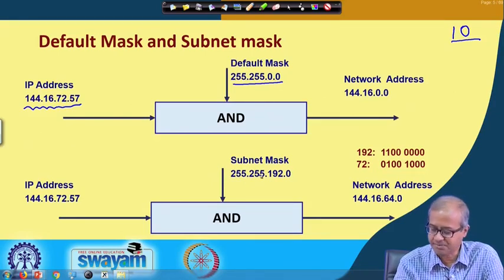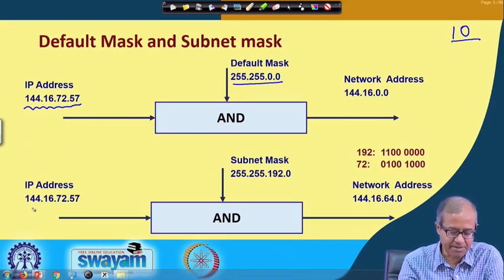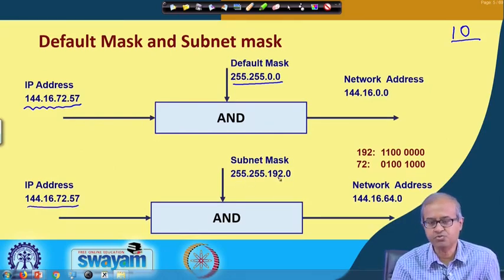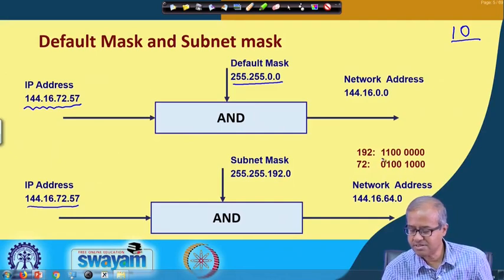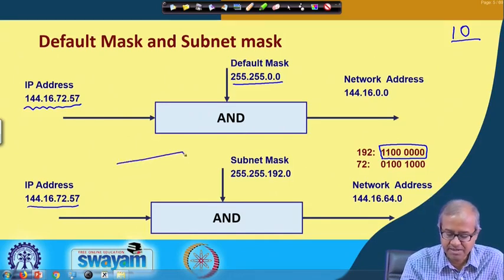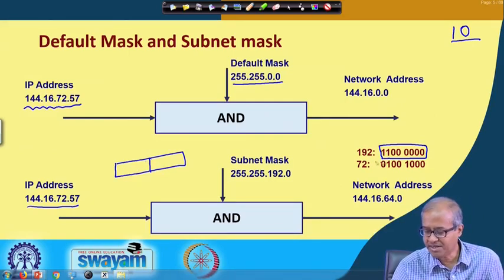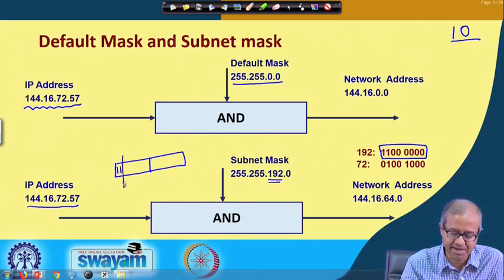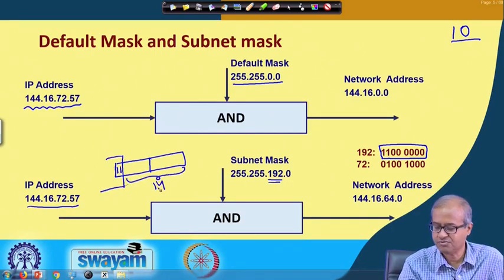But if you are using subnet masking, the same IP address, see, 192 means what? 192 means this pattern, first 2 bits are 1. In a class B, the last 16 bits indicated host, but in this subnet I am also using 2 more bits, these 2 bits I am taking out. So, I am left with 14 bits for the host.